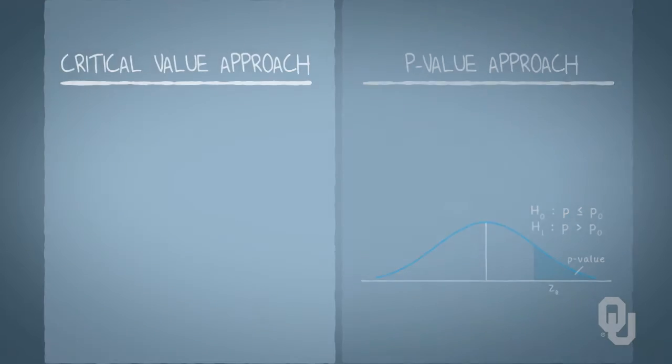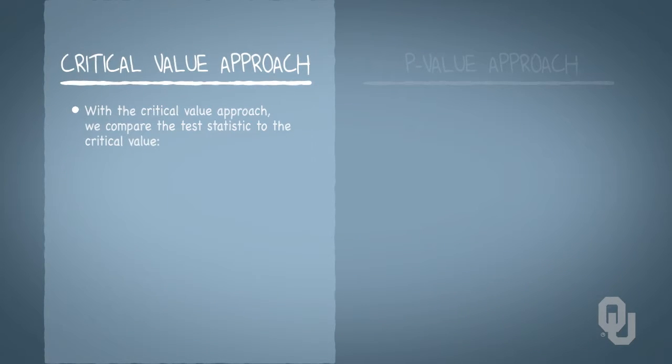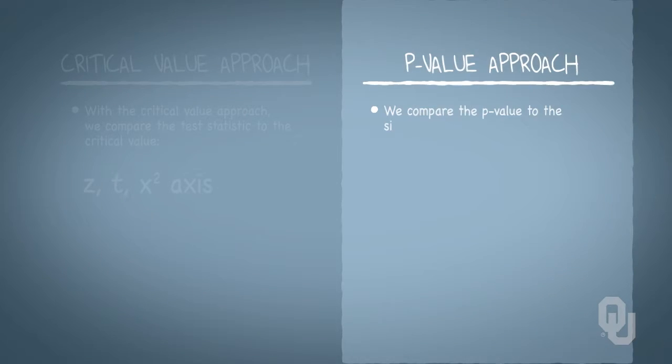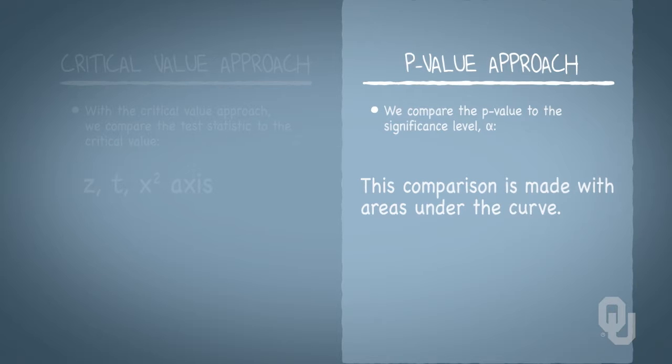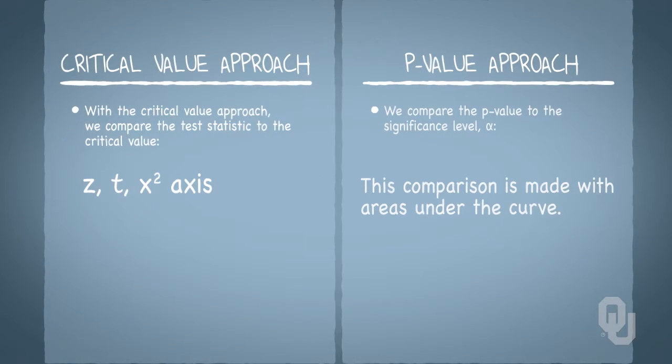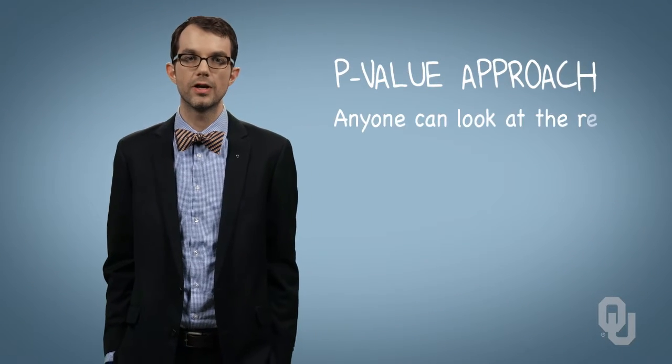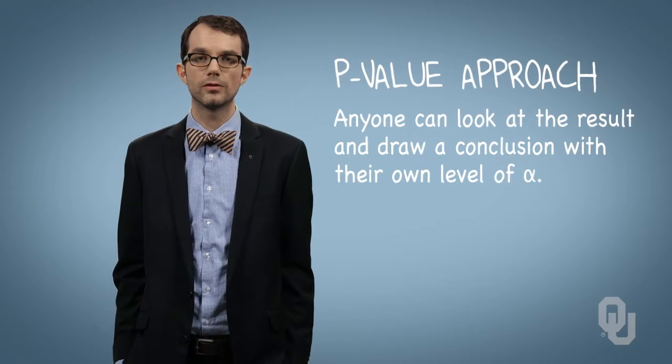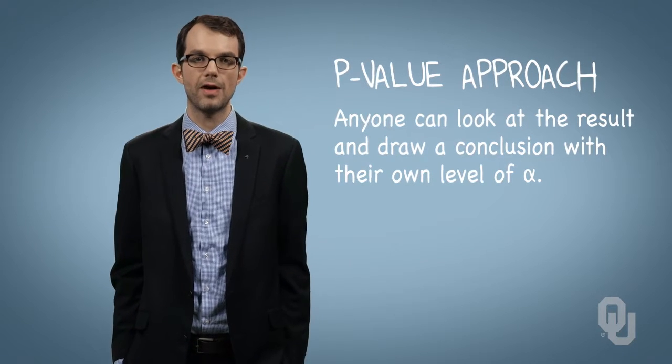With the critical value approach, we compare the test statistic to the critical value. This comparison is made on the z, t, or chi-square axis. With the p-value approach, we compare the p-value to a significance level, alpha. This comparison is made with the areas under the curve. Note the difference between the two approaches, though they give us the same answer. The p-value is the more commonly implemented approach, as anyone can look at a result and draw a conclusion with their own level of alpha.